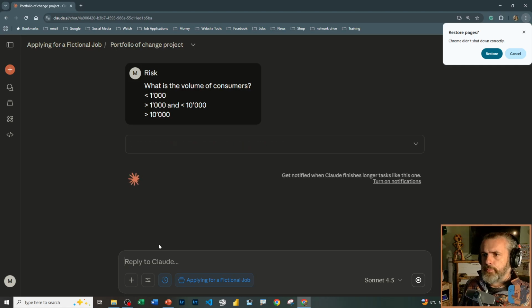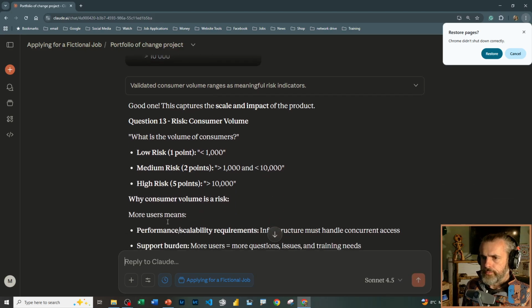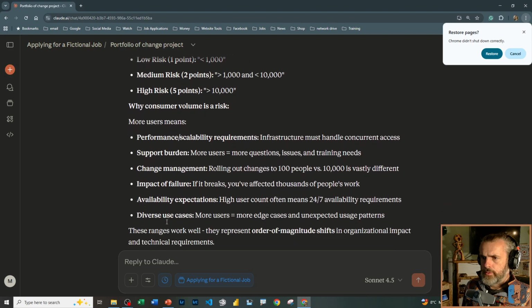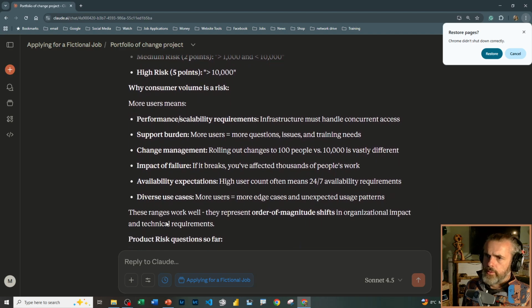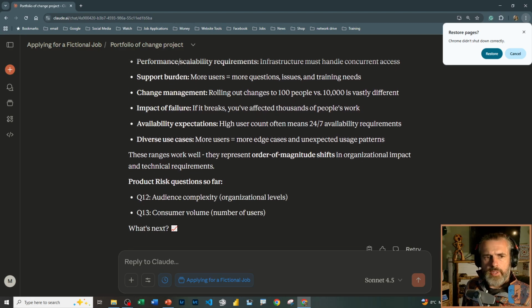Hallelujah. What is the volume of consumers? Less than 1,000, 1,000 to 10,000, greater than 10,000. This captures the scale. More users means more performance, scalability, support burden, change management. Yeah, rolling out changes to 100 people versus 10,000 is very different, of course. Impact of failure, availability expectations, diverse use cases. Yes, okay, so that's cool.